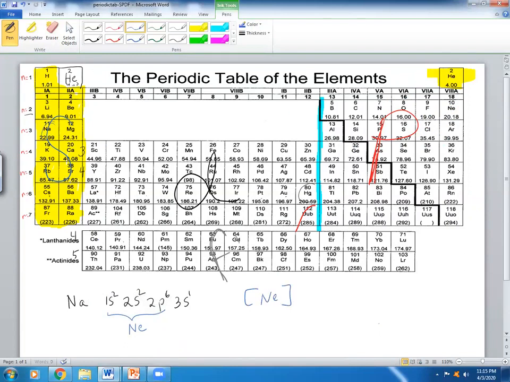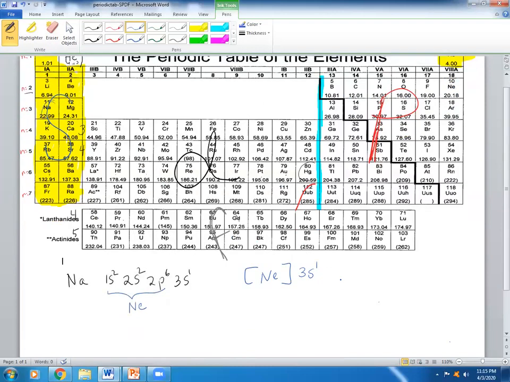in brackets, the symbol. So that means you're telling the reader that the electron configuration of sodium is neon plus what's left over. And let's see what's left over. This is now 3. That's the S area, and that's 1 box, so 3s1. That's the abbreviated method. I'm sure you've seen this before in a previous class.